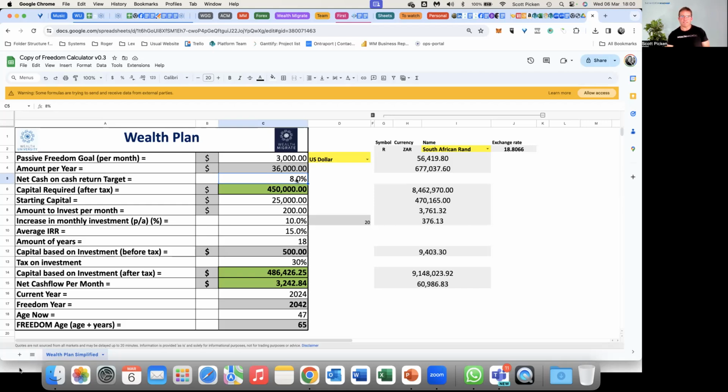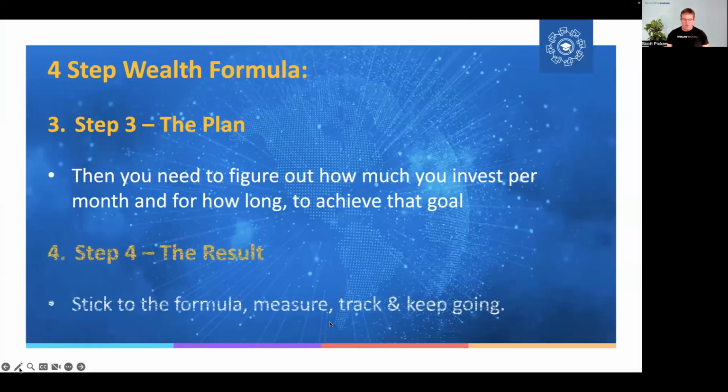Is 8% realistic? Completely. 8% is very, very realistic in the space we're in when you look at the averages. So what does this all mean? Well, now you go to step 4, and now you've got the results, and you basically stick to the formula, you measure, track, and keep going.